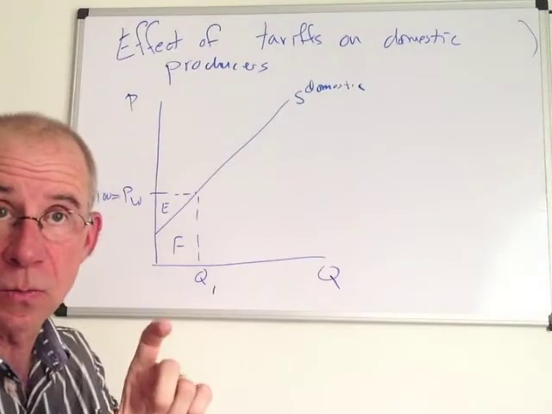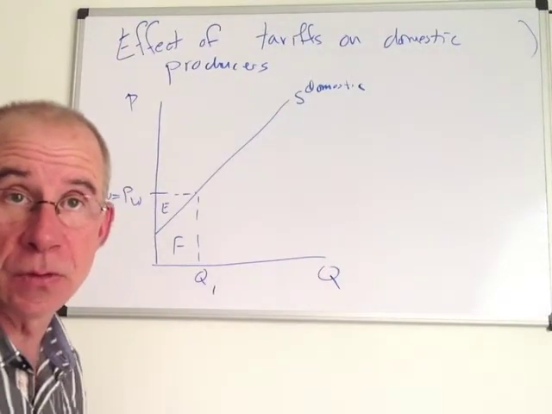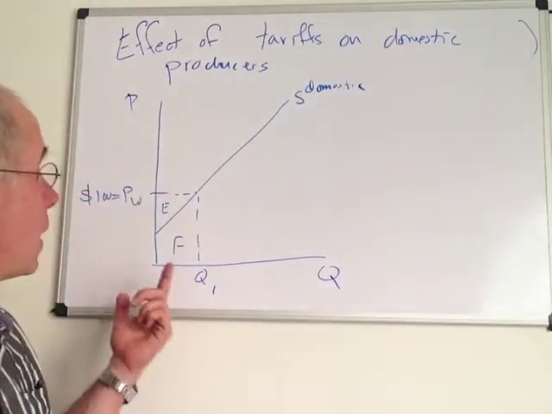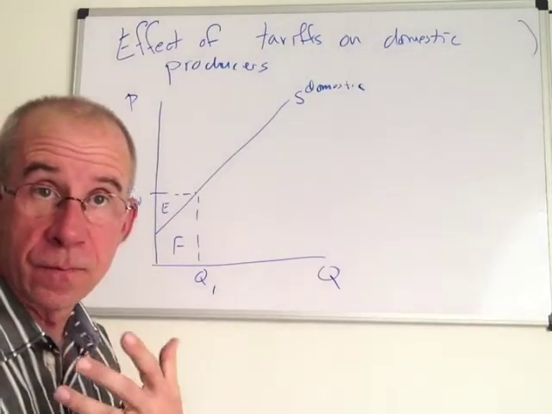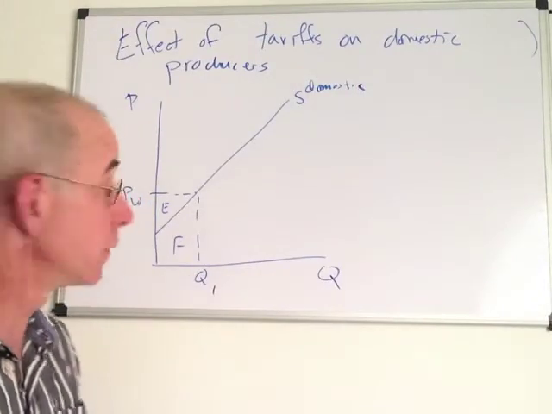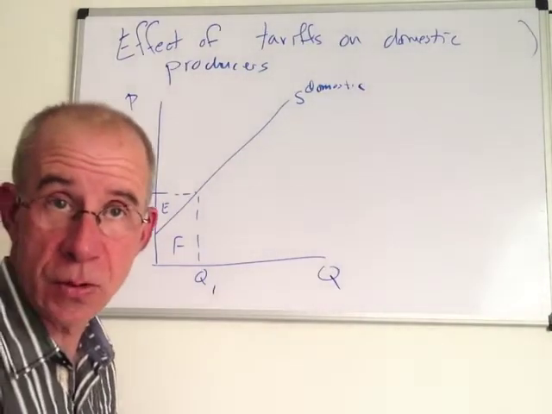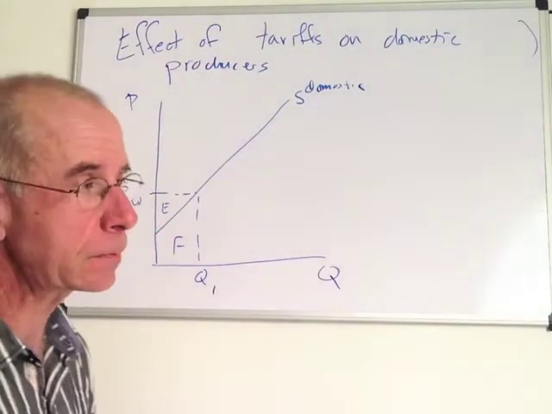That is the world price multiplied times the quantity that the domestic producers produce. F is the total variable cost of producing that amount. It's the area under the supply curve. So we have an initial producer surplus equal to E.